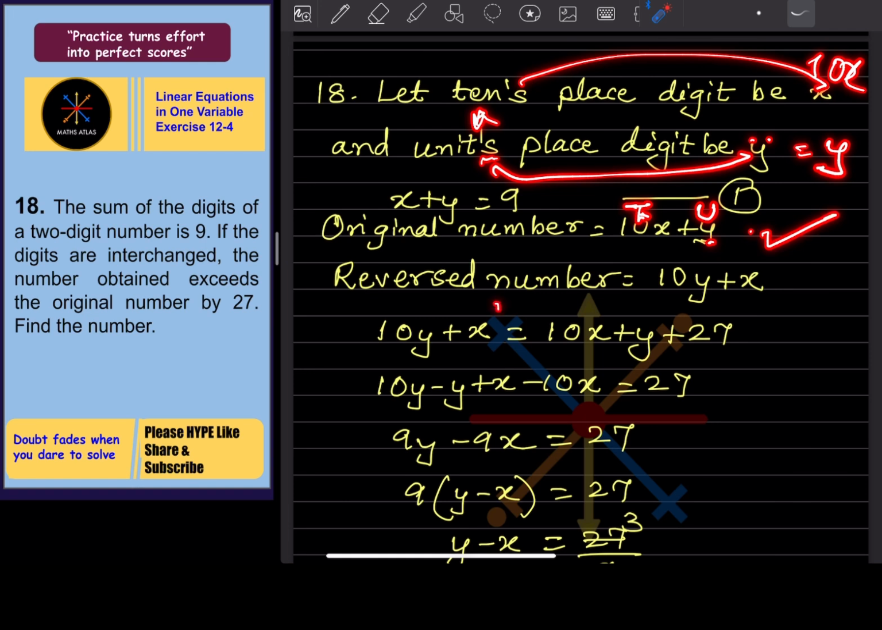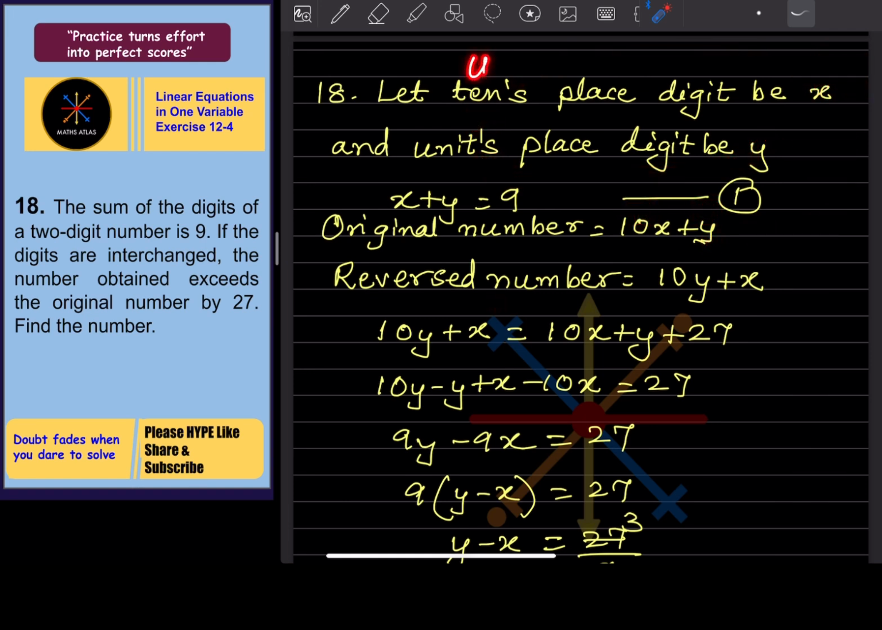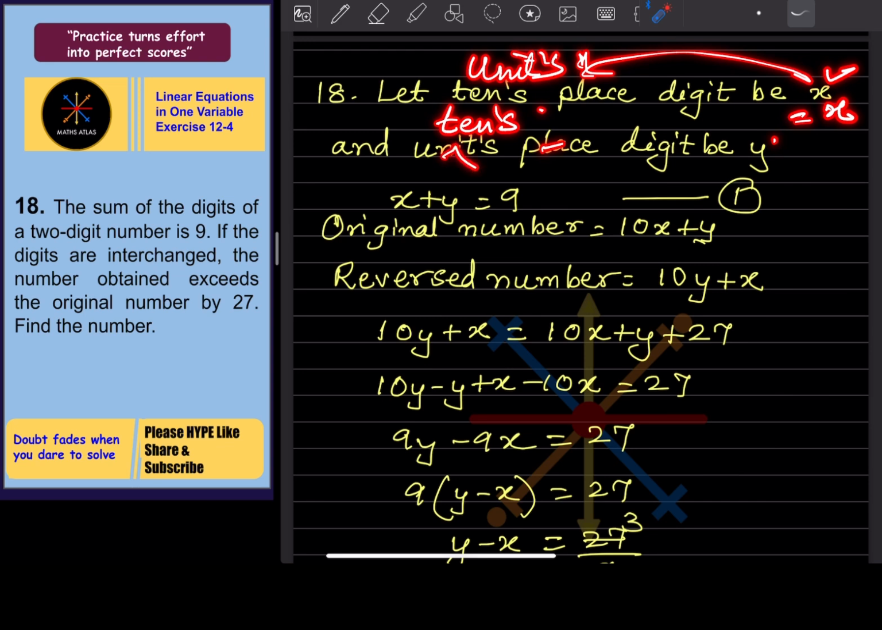And if we reverse the number, reversing means this is going to be the units place and this is going to be the tens place. So the units place is going to be x and the tens place is going to be y. So this will be x into 1, so this will be x, and this will be 10 into y, that is 10y. So the reverse number is 10y plus x.